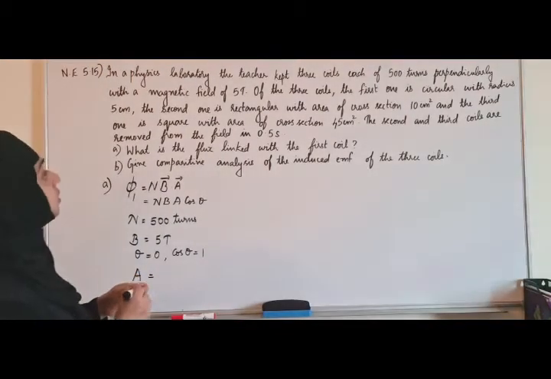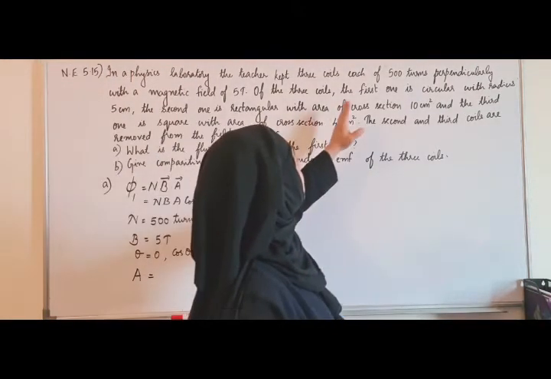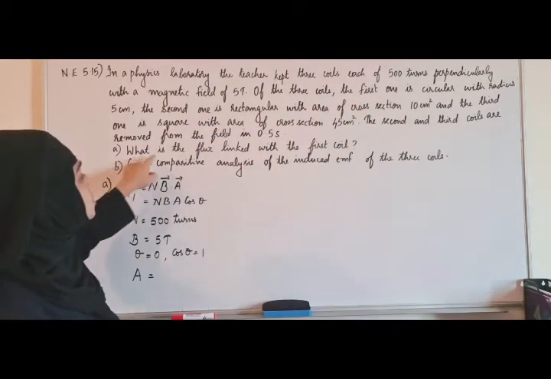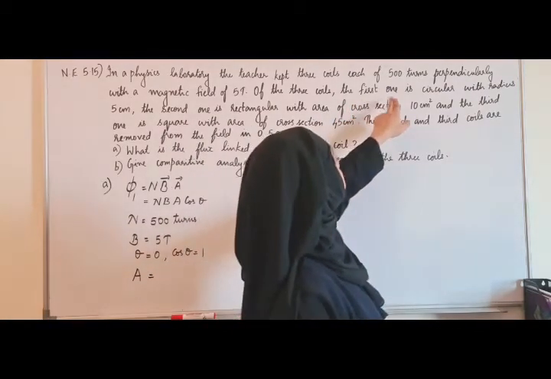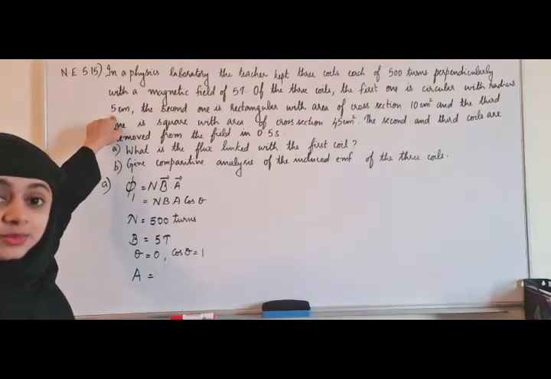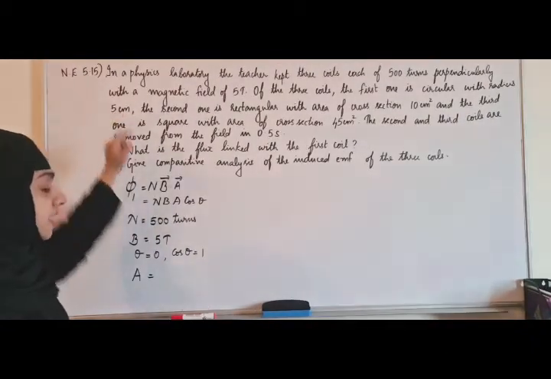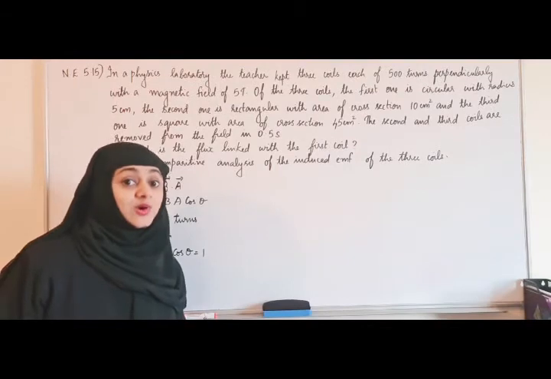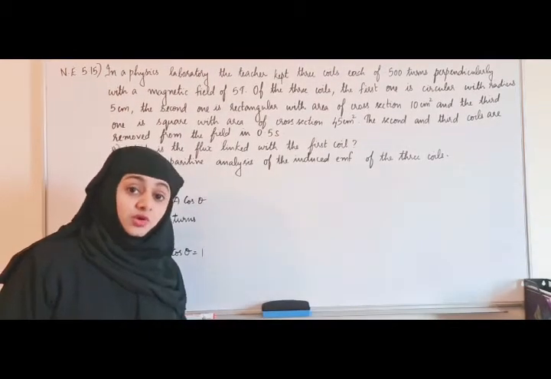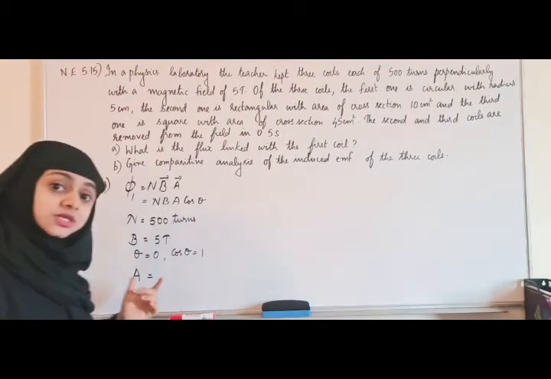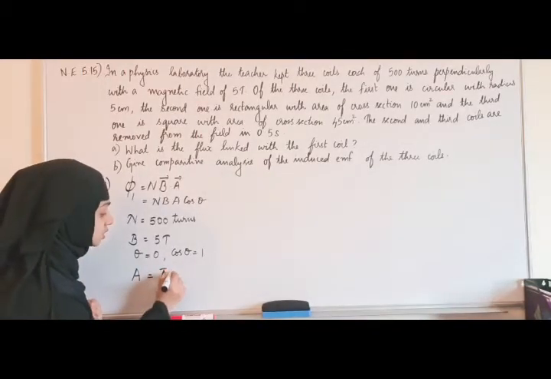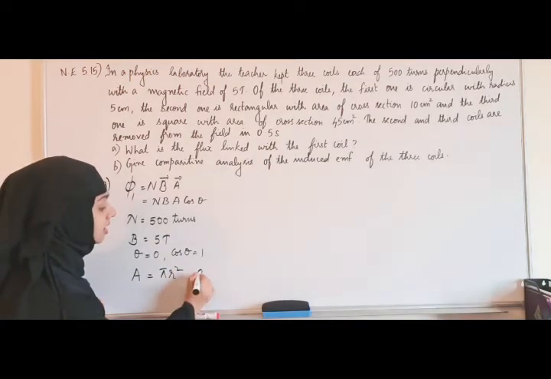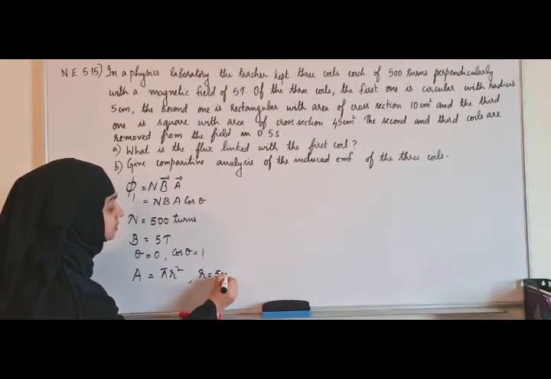Now what we require is area. A is equal to, of the 3 coils, the first coil. We are now finding the flux linked with the first coil. So the first coil is circular with radius 5 centimeter. Instead of area, they have given the radius, but we know how to find the area if we know the radius, right? What is the area of a circle? Area of a circle is pi r square, and r is given as 5 centimeter.